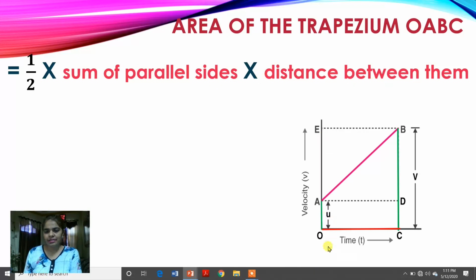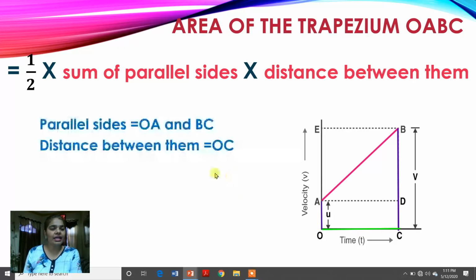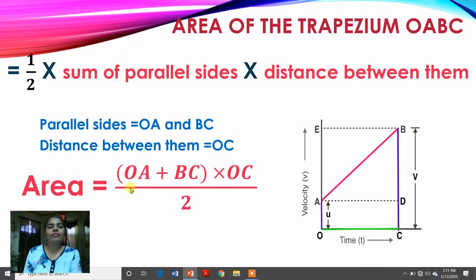Now here in this graph, the parallel sides are these sides. OA and BC are the parallel sides and the distance between them is OC. So what will be the area? It will be OA plus BC, that is these parallel sides, multiplied by OC, that is this distance between them, divided by 2.